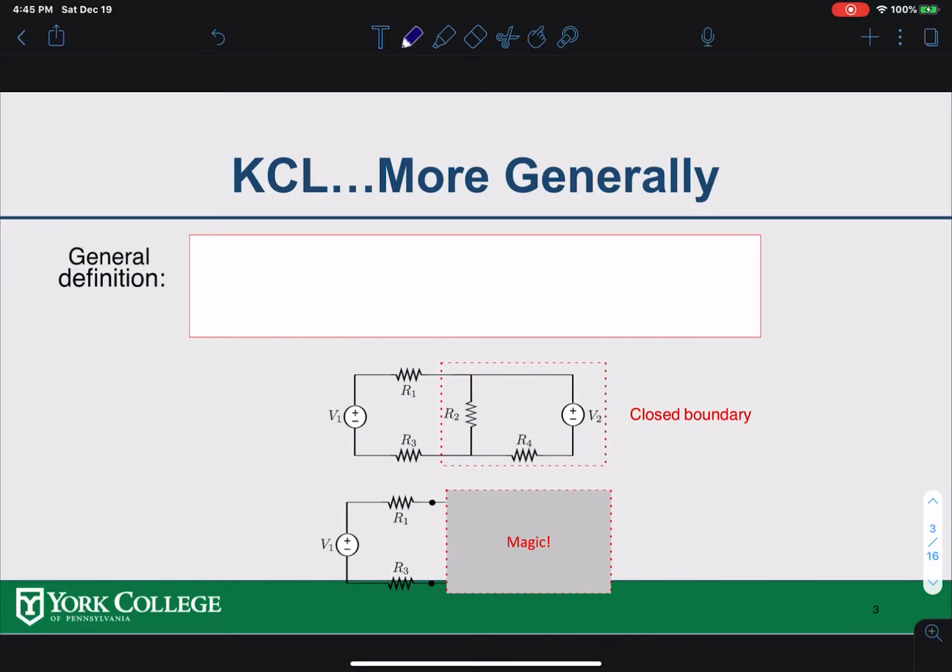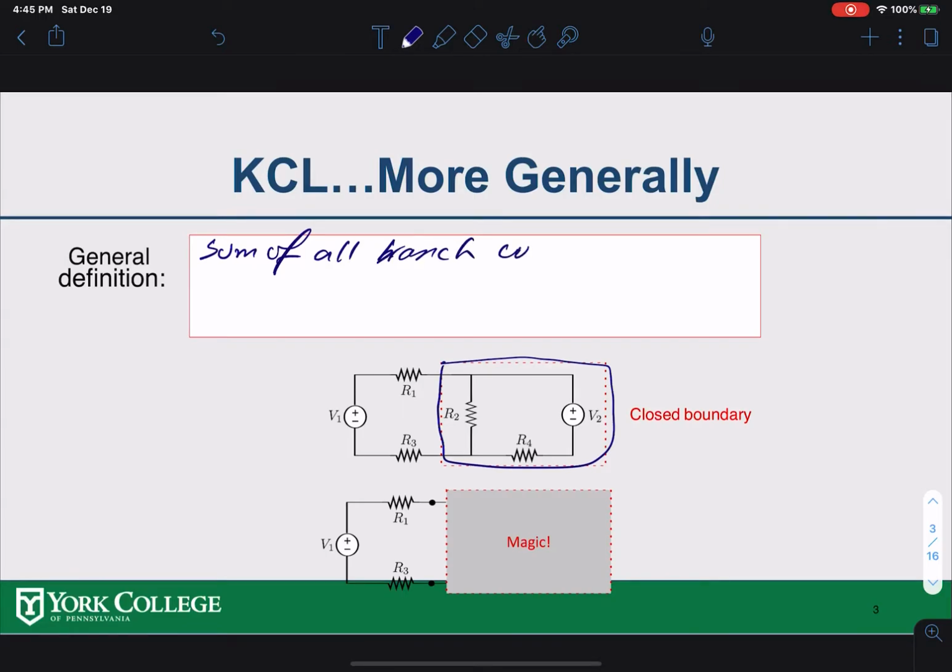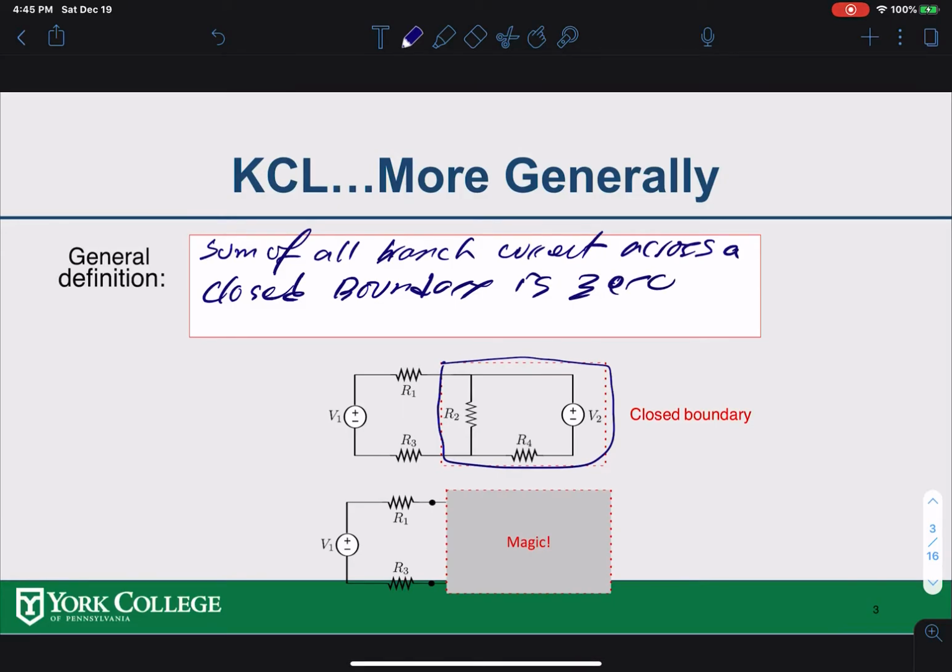In general, you might not have a single node, but you might have a closed boundary, like this one here. We can apply the same definition for the closed boundary also. So how to do that? The sum of all branch currents across a closed boundary is 0. For this one here, if this current is I1 going into the closed boundary, and this one is I2 coming out, then I1 is positive because it is going in, I2 is negative because it is coming out, and the sum should be equal to 0, all right?